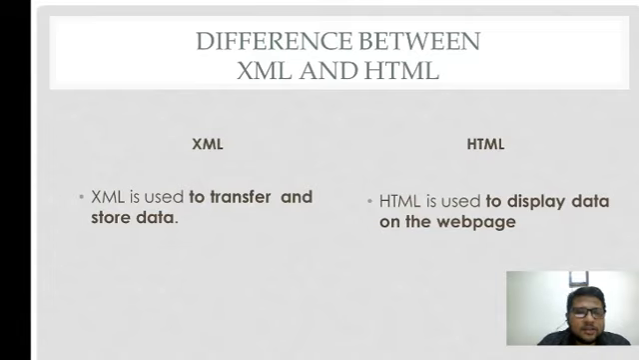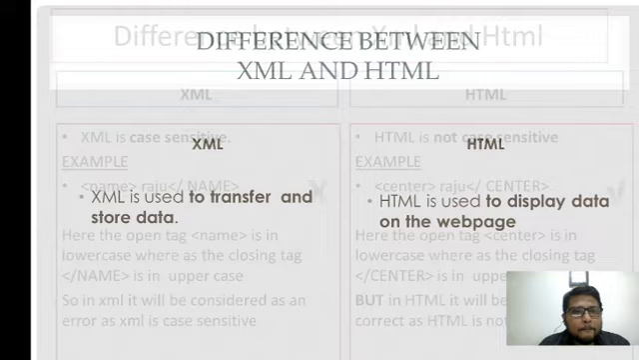See, the first difference I'm telling you is XML is used to transfer and store data. XML was designed to transfer data and to store it, whereas HTML was designed to display data on a web page. If I want to create a web page and display something in it, I use HTML. But if I want to store some data and keep it, that time we use XML. And if I want to transfer that data to some other device, that time we use XML.